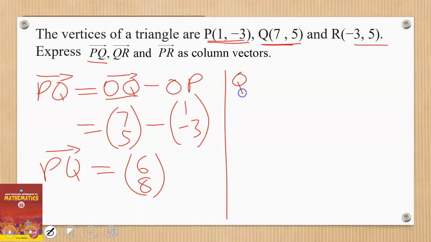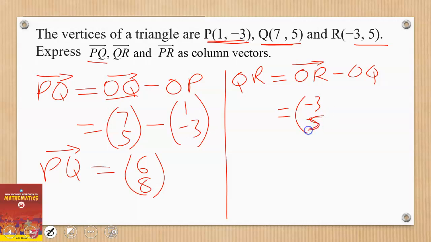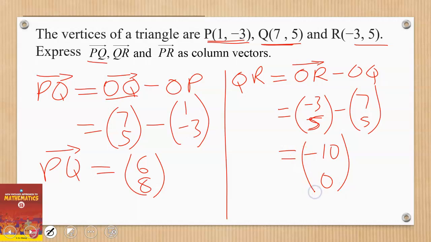Again, vector QR can be expressed as OR minus OQ. Do you get it? And so OR, R is given as negative 3, 5, minus OQ, Q is 7, 5. Again, if you simplify this, we are going to have negative 10, and then 5 minus 5 will give us 0. I'm sure you can try working this one out and you get your answer.